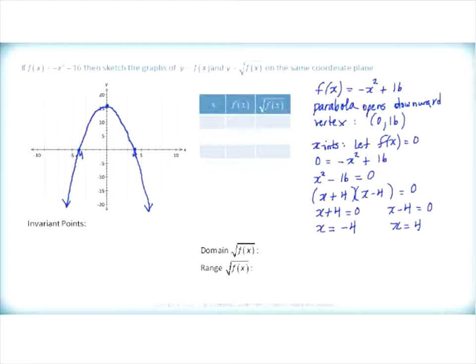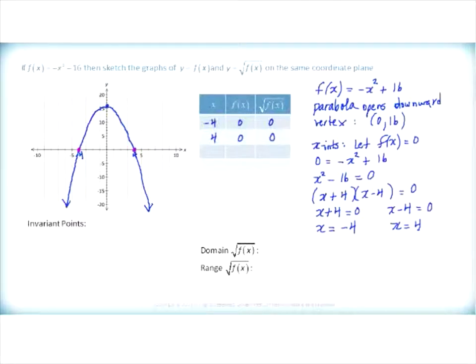So let's look at a few values in the table of values. When x is negative 4, f of x is equal to 0, and the square root of 0 is 0. So the coordinate (negative 4, 0) will also be a point on the graph of the square root function. Similarly, when x is equal to 4, f of x is equal to 0, and the square root of 0 is 0. So another point on the square root graph is located at (4, 0).